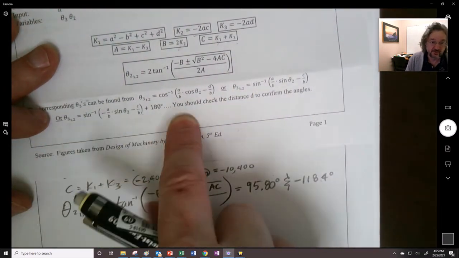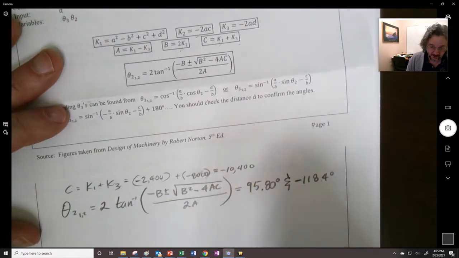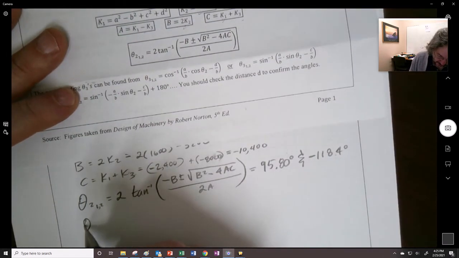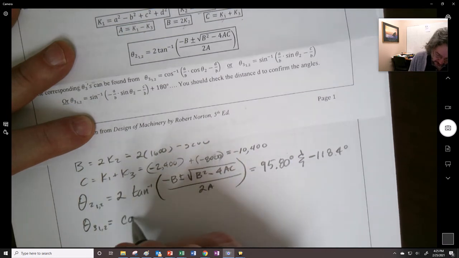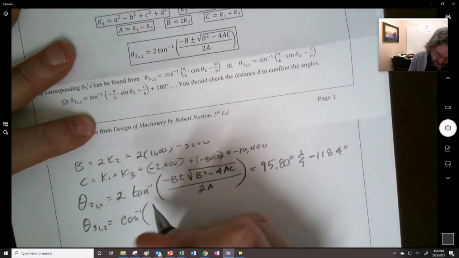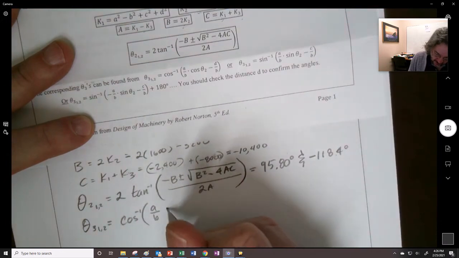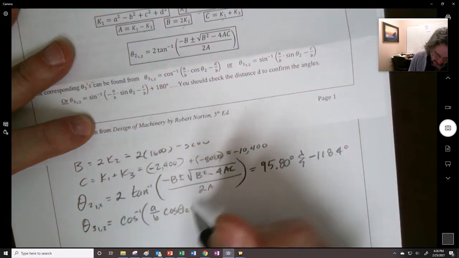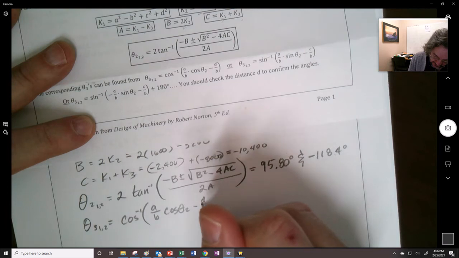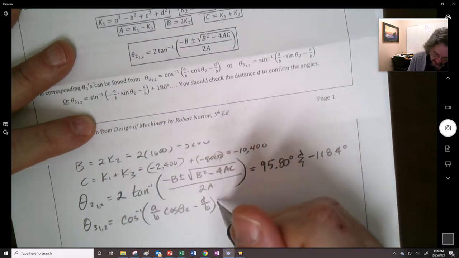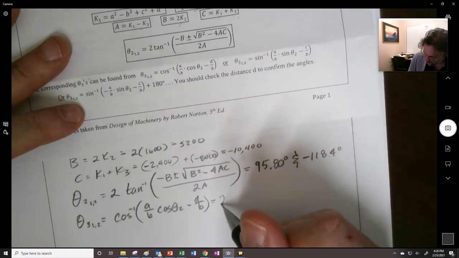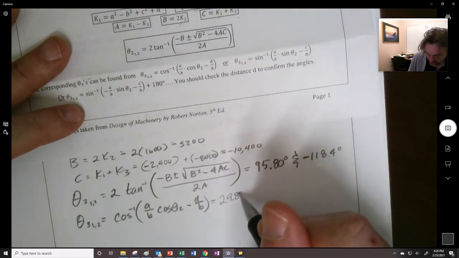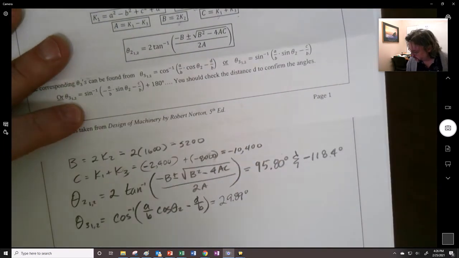Or we could just do this. You should check the distances and the angles to confirm. So we say theta 3, 1 or 2, is going to be the inverse cosine of A over B times the cosine of theta 2 minus D over B, right there. And if I put that in there, I get 29.89 degrees right there.